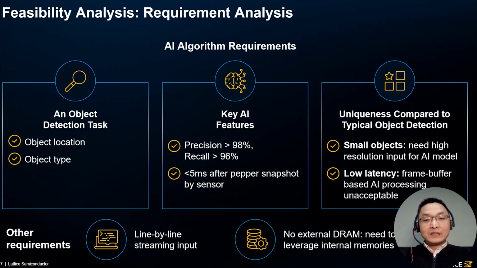Last but not least, we identified 2 uniquenesses of this AI requirement compared to some other typical object detections. Number 1, the object to be detected has a very small size. As a result, we need to provide a high resolution input for the AI model. Number 2, the processing latency should be very small. So, a traditional frame-based AI processing pipeline can hardly meet the latency requirement.